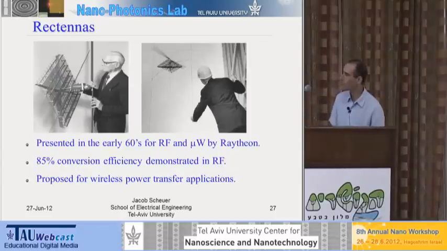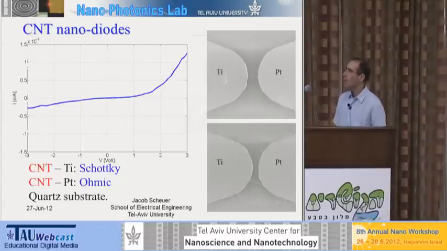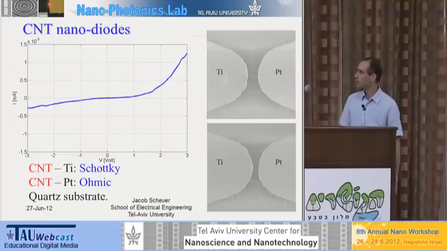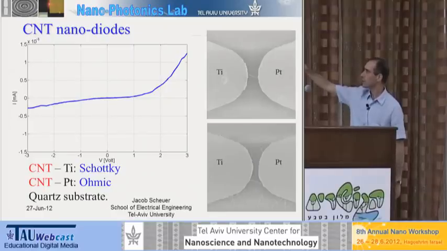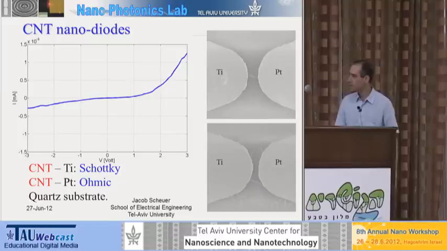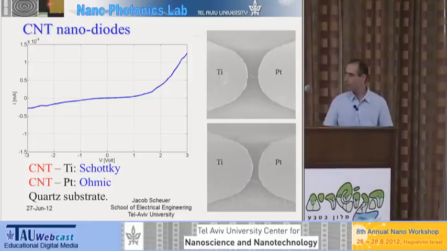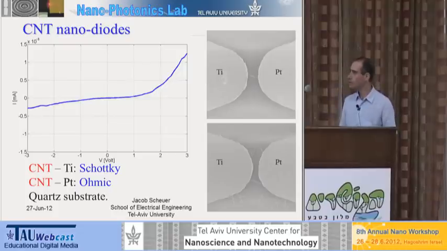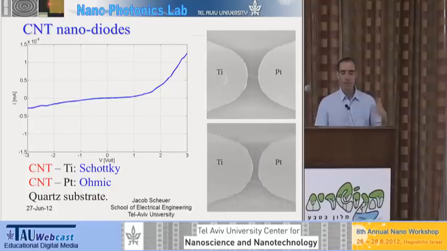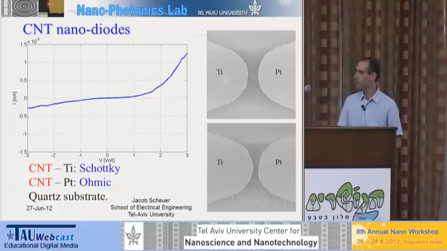How do we make diodes? We have two concepts of making a diode. One of them is using a carbon nanotube connected between the terminals of an antenna consisting of two different metals. And the idea is that the contact between one of the metals would make a Schottky barrier, or a diode, and the other one would be an ohmic contact. So eventually we'll end up with something which is equivalent to a conventional Schottky diode, but much smaller and hopefully more appropriate for optical frequency.